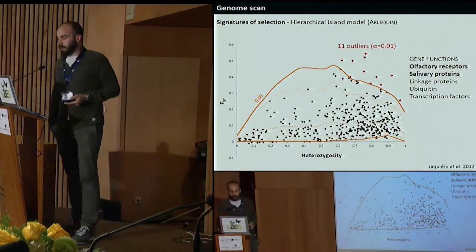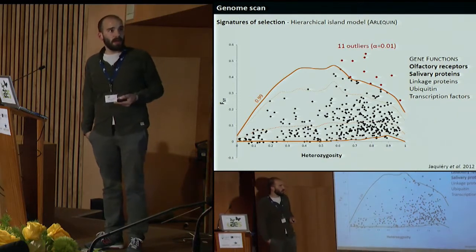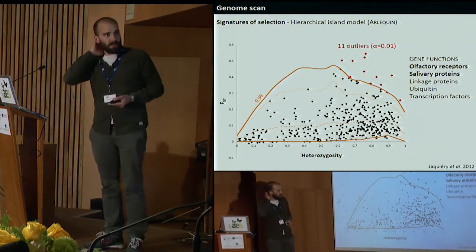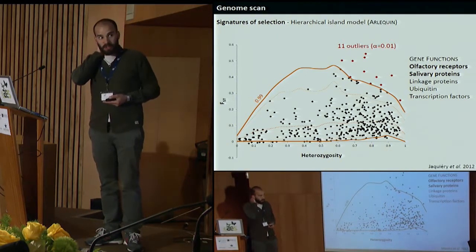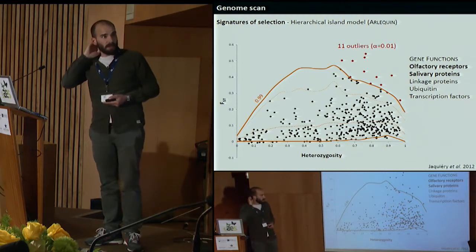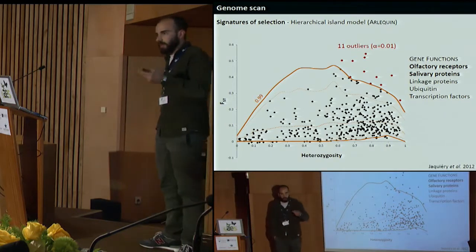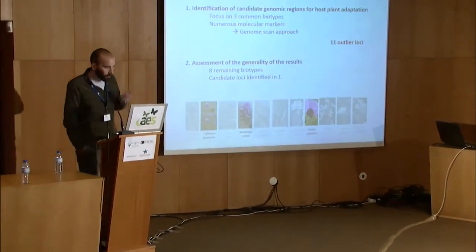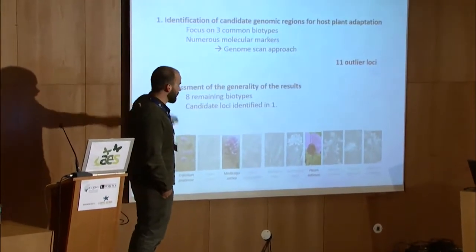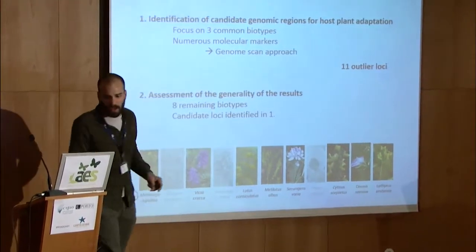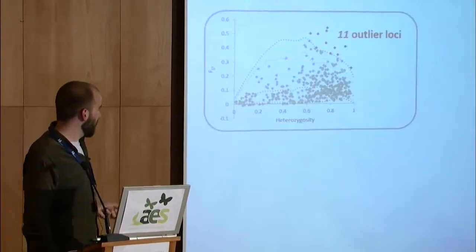We then looked at the functions of the genes located in the vicinity of those loci, and we interestingly found two genes coding for olfactory receptors and three genes coding for salivary proteins. And those gene functions could be related to a process of trophic adaptation. So we had our candidates in this first step. Let's have a look if they have the same outlier status in the other biotypes.